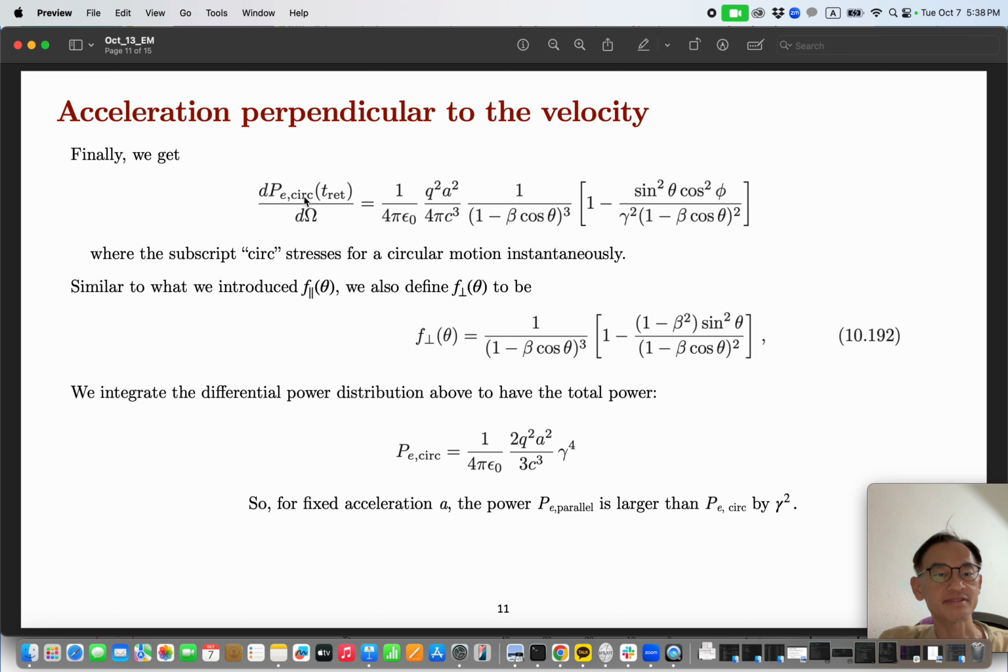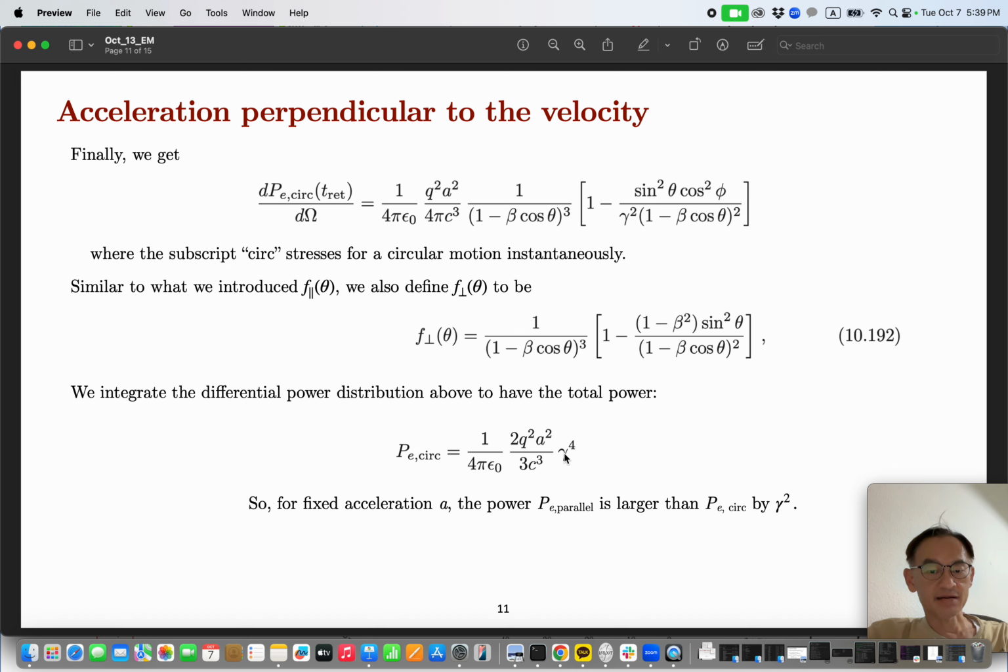And we put CIRC to represent circular motion instantaneously, at least, because all we want to assume is the acceleration perpendicular to the velocity at a given moment. So we want to define f with the perpendicular symbol to be the term with only the angular part, and we can integrate this to get the total power, and this is the result.